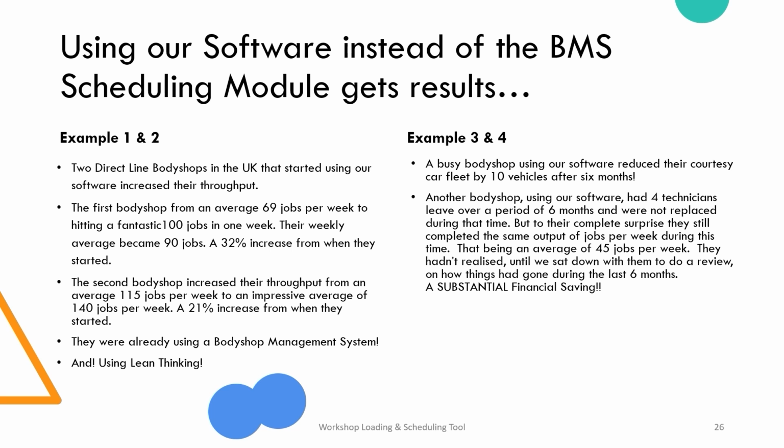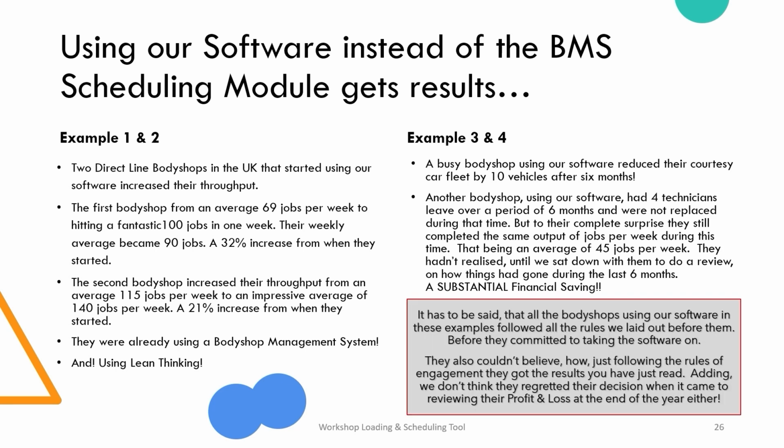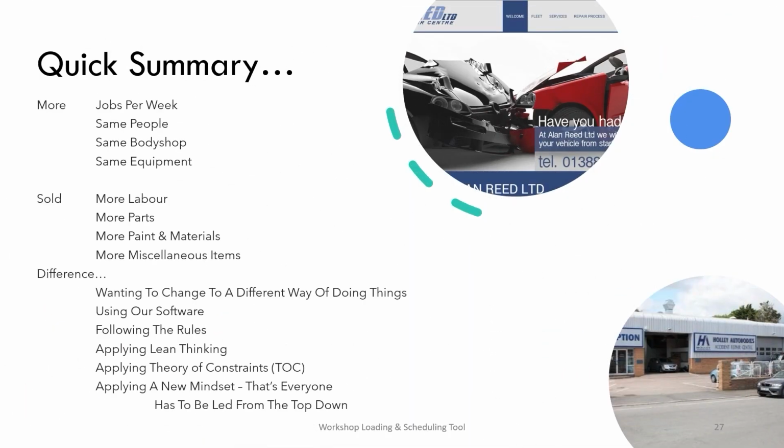They hadn't realized, until we sat down with them to do a review, how things had gone during the last 6 months. A substantial financial saving, you have to agree. It has to be said that all the body shops using our software in these examples followed all the rules we laid out before them, before they committed to taking the software on. They also couldn't believe how, just following the rules of engagement, they got the results you have just read. Adding, we don't think they regretted their decision when it came to reviewing their profit and loss at the end of the year, either. Time to reflect so far with a quick summary.